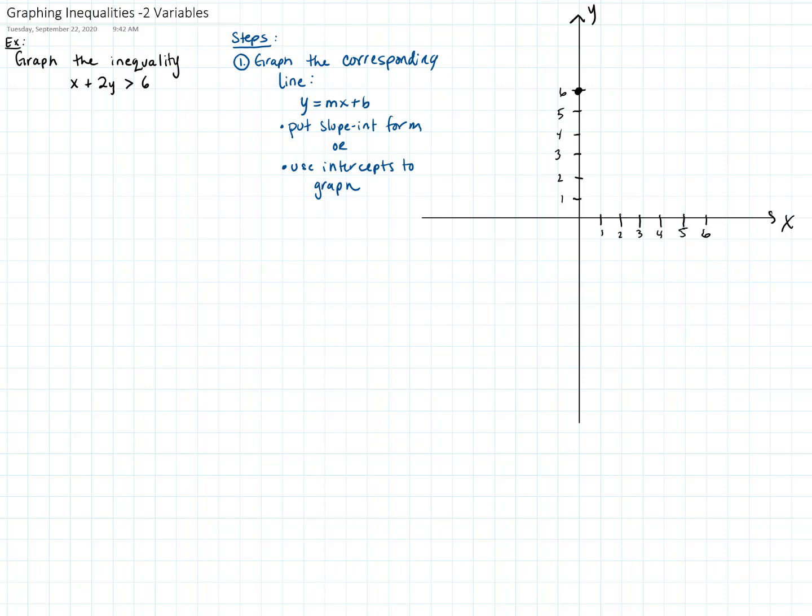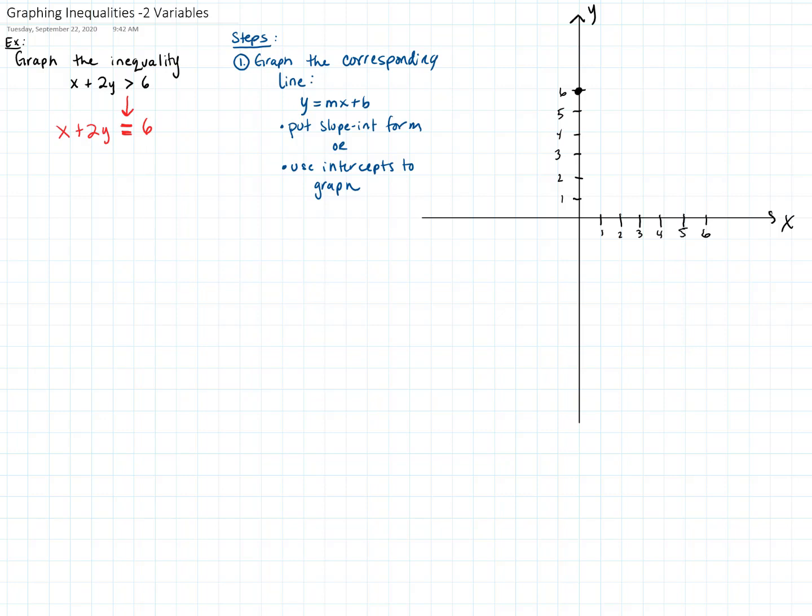Let's talk about graphing inequalities in two variables and take a look at this example. If we want to graph the inequality x plus 2y is greater than 6, the first thing that we're going to do is graph the corresponding line. Rather than an inequality, we think of what this would look like if it was an actual equation, like x plus 2y equals 6.